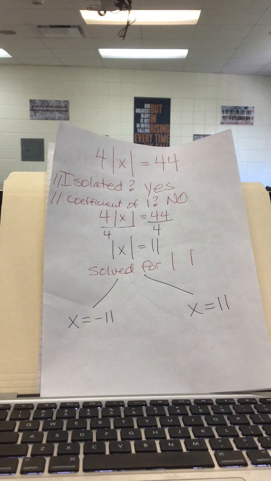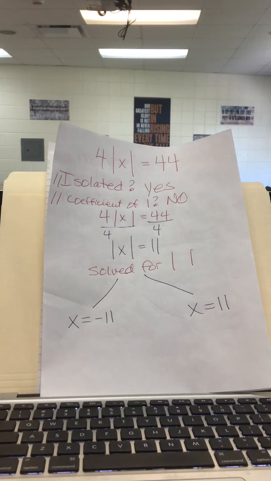Now that I've solved for the absolute value bars, those absolute value bars are isolated and have a coefficient of 1. I now set up my negative solution on the left. X could equal negative 11. And then I set up my absolute value positive solution on the right, which is x could already equal positive 11. Okay, last example for tonight.